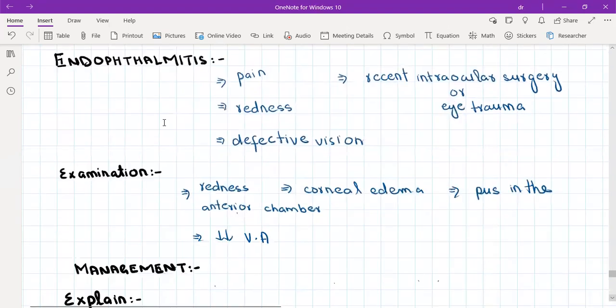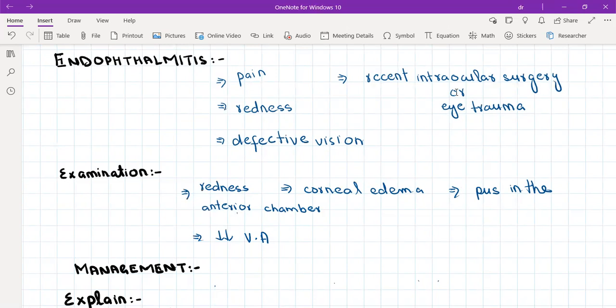Okay. Endophthalmitis. Endophthalmitis is another very serious condition. I am discussing this just for the sake of completion. The patient presents with pain, redness, and defective vision. But in cases of endophthalmitis, the patient has a recent intraocular surgery history or history of eye trauma. So endophthalmitis is basically infection of the eyeball, and it's really, really severe.